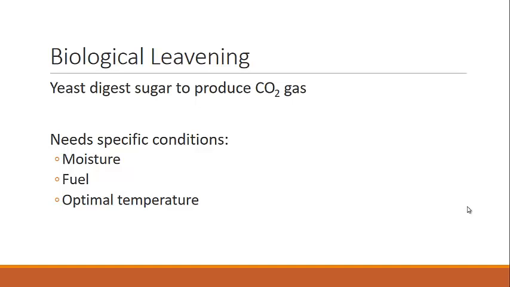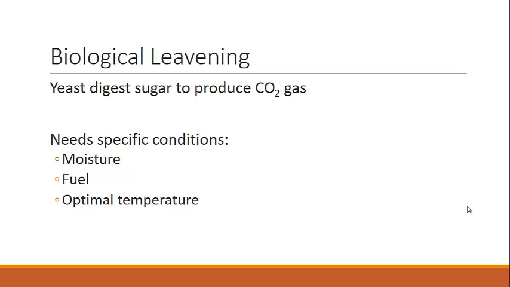Now, in order for yeast to work as a leavening agent, yeast is a living substance, so it needs specific conditions in order for it to grow and produce that CO2 gas. So first of all, you need moisture. It can't happen just dry, and so that's why yeast comes as little dry granules. As soon as that moisture is introduced, it will start to ferment.